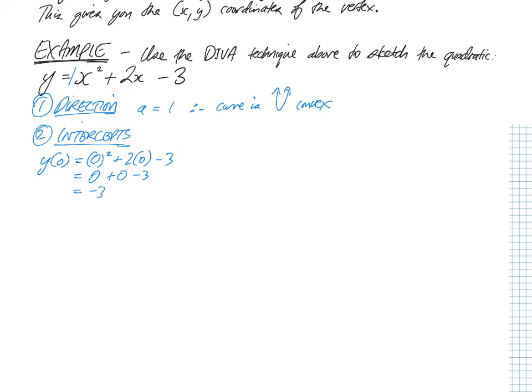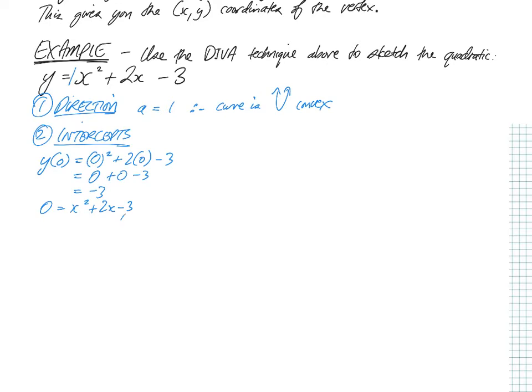Negative 3. So the y-intercept is at negative 3. X-intercepts. How do you find the x-intercept? Make the equation equal 0, so make y equal 0. And then you've got x squared plus 2x take 3. Now you solve the quadratic equation. And how do you do that?